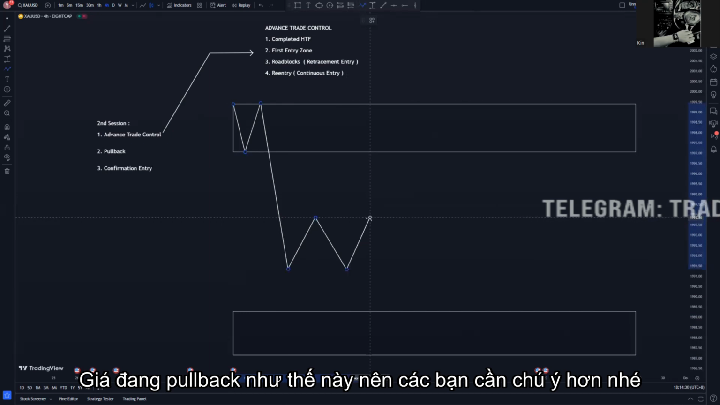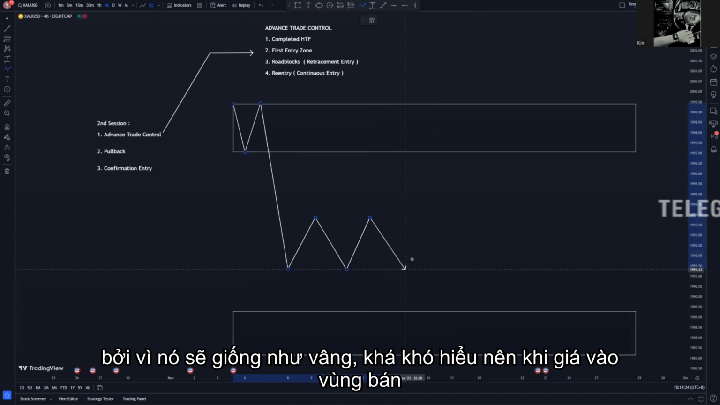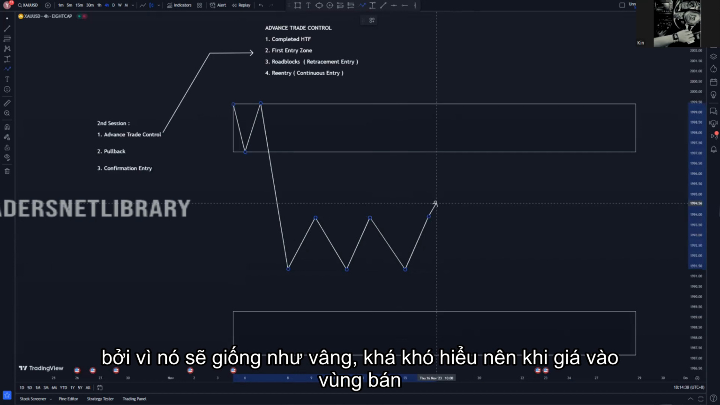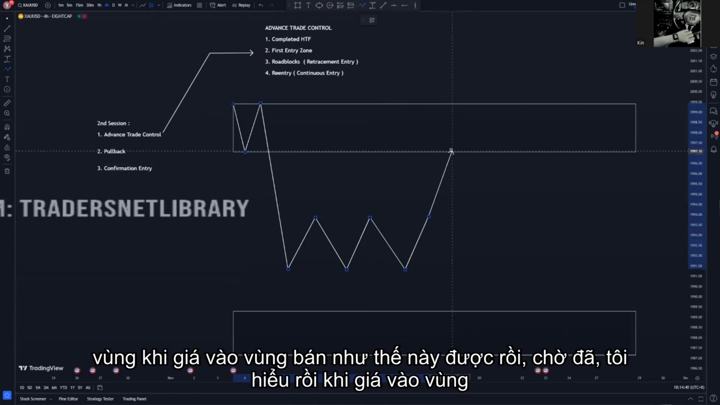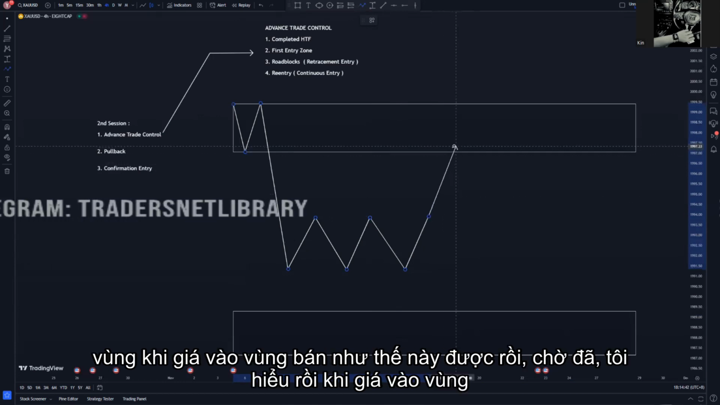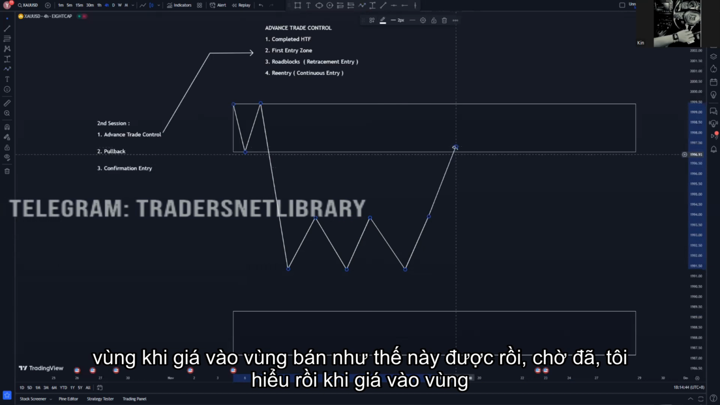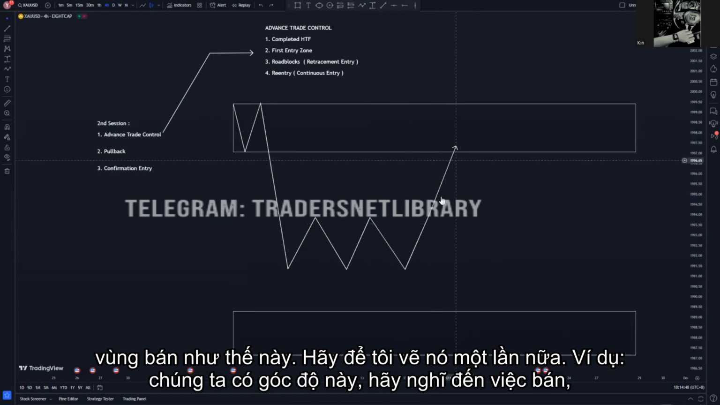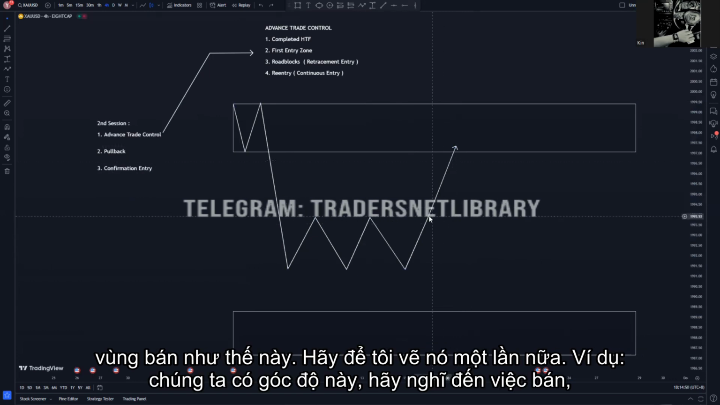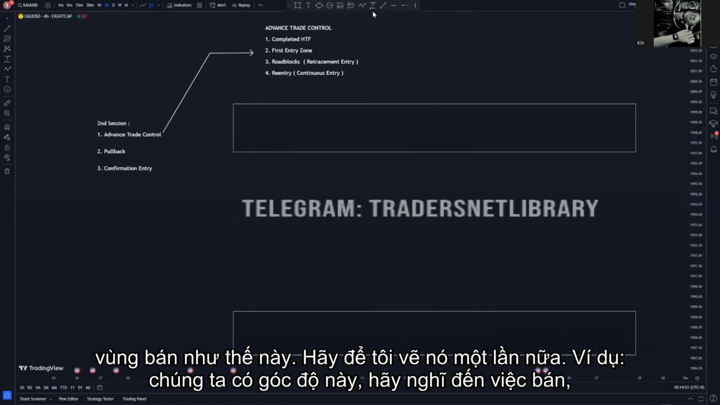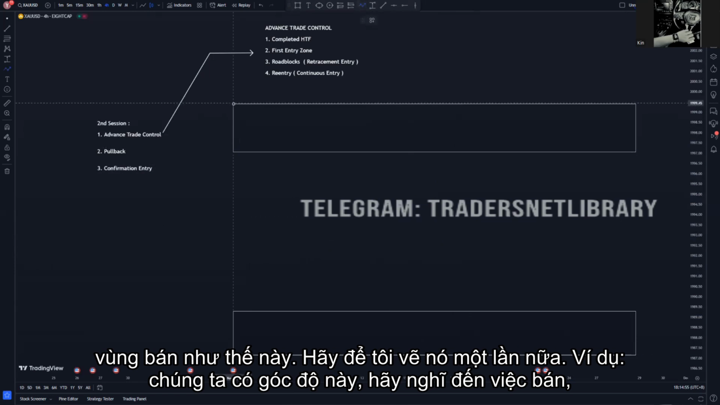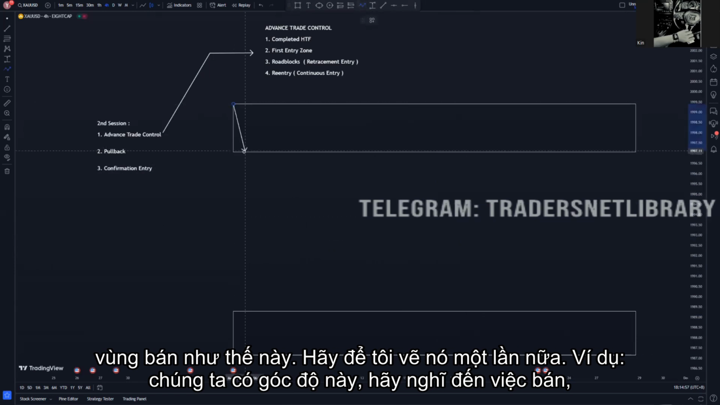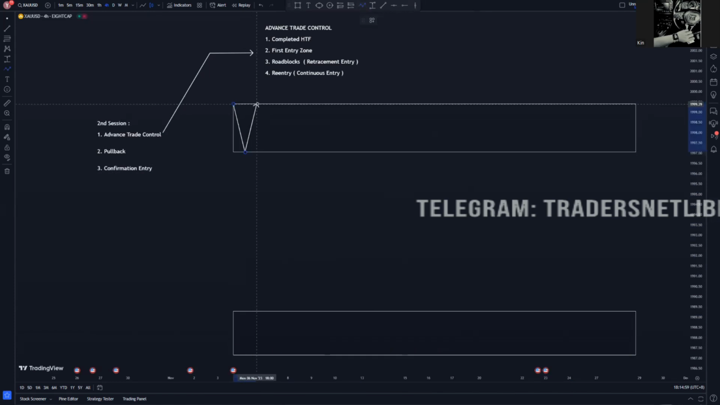For this one, you need to pay more attention, because it's going to be quite confusing. When the price gets into the sell zone like this, let me draw it again. For an example, we have this engulfing sell.